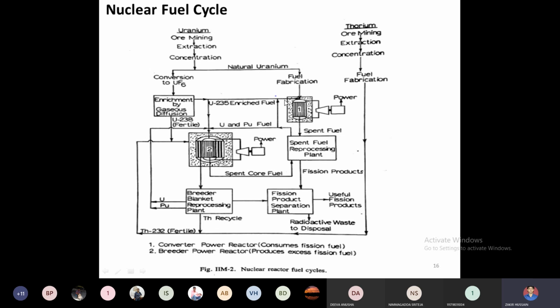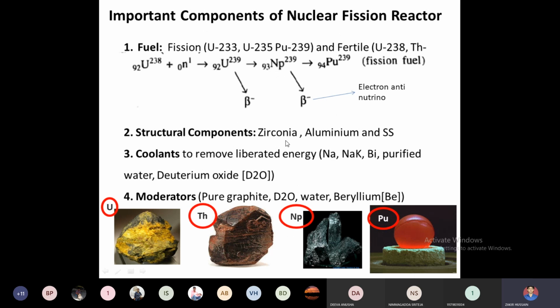Then these fission fuels will undergo a reaction inside this reactor, and the corresponding heat energy will be used in turbines so that it will produce energy. After that, what remains is the separation of the spent product and collection of electricity. Then there are various important components of a nuclear fission reactor. Fuels are fertile and fission fuels; you can go through the examples. In order to convert a fertile fuel to a fission fuel, the reaction will go like this.